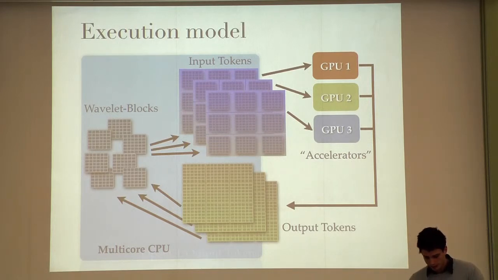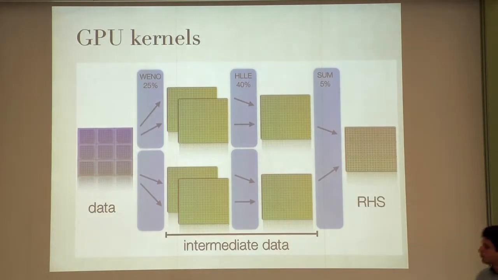If we look inside one GPU, we do a rather complex type of processing, because the dependency between the different kernels is non-trivial. It's not like a chain, okay? The first thing we need to do is reconstruct the information at the cell boundaries, and this is kind of expensive. For every point in the wavelet grid, we need to reconstruct that information.